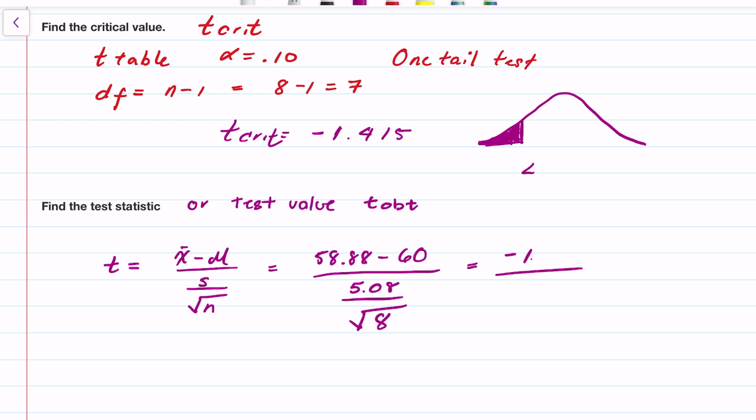So this in the top here is going to be 1.12, and then in the denominator, when I do this part, I get 1.80. And it's going to be negative 0.62. This is going to be my test statistic.